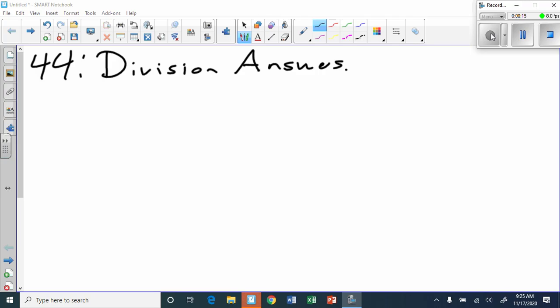If we looked at 27 divided by 4, there are multiple ways to write the answer. The first way to write the answer is with a remainder. This is the first way we learned, remainder.